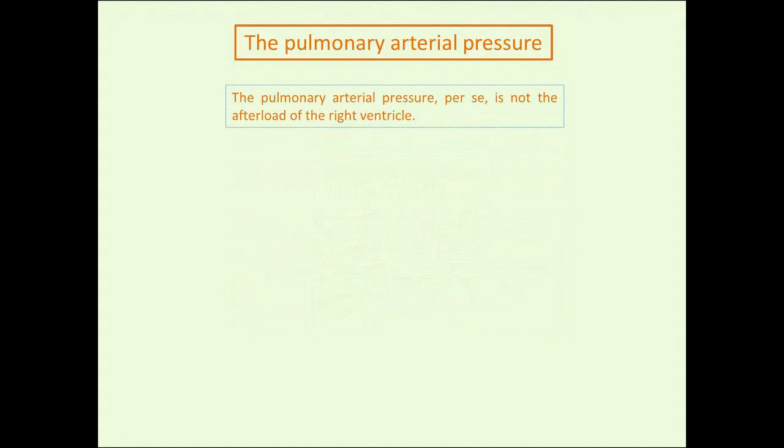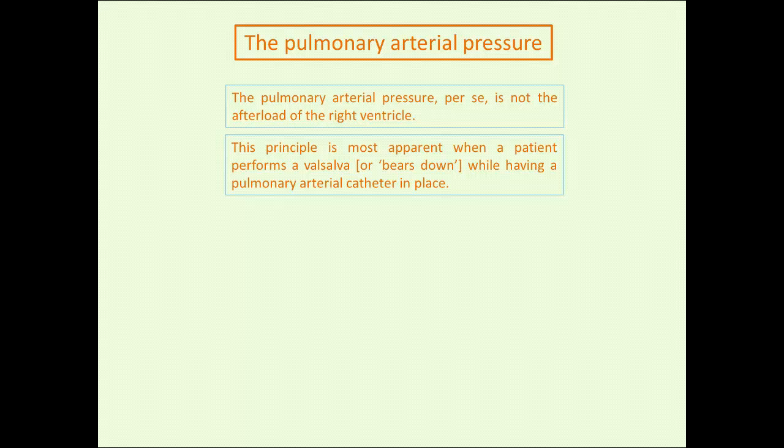So I want to talk a little bit, on that note, about the afterload of the right ventricle. The pulmonary arterial pressure per se is not the afterload of the right ventricle. As I mentioned, it's the impedance. And I see this very frequently in the intensive care unit, and I hear a lot of very smart people make this mistake, and this slide might actually ruffle some feathers, but I hope to dispel some mystery.